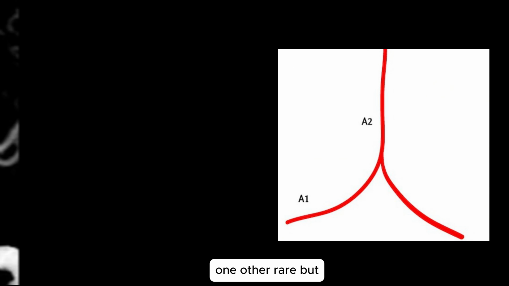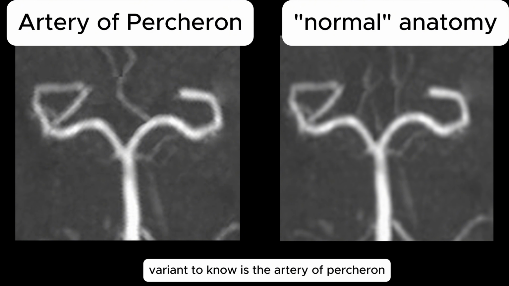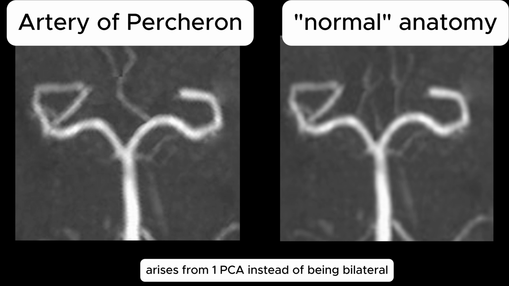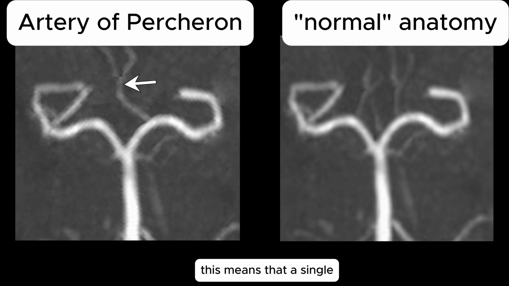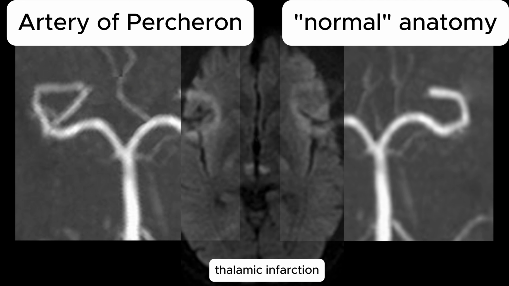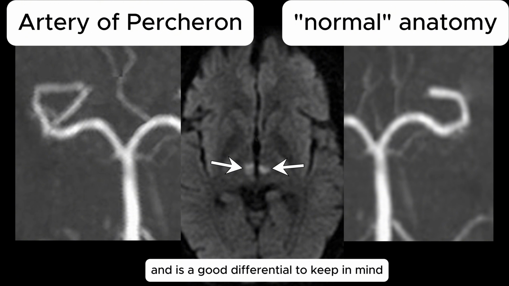One other rare, but I think quite important variant to know, is the artery of Percheron. This is a variant where the blood supply of the thalamus, which is usually supplied by the paramedian arteries, arises from one PCA instead of being bilateral. This means that a single vessel occlusion can cause bilateral thalamic infarction, and it's a good differential to keep in mind in cases of a bithalamic lesion.